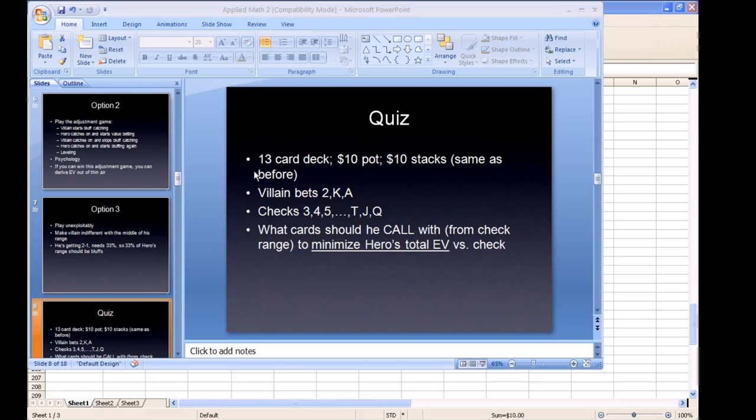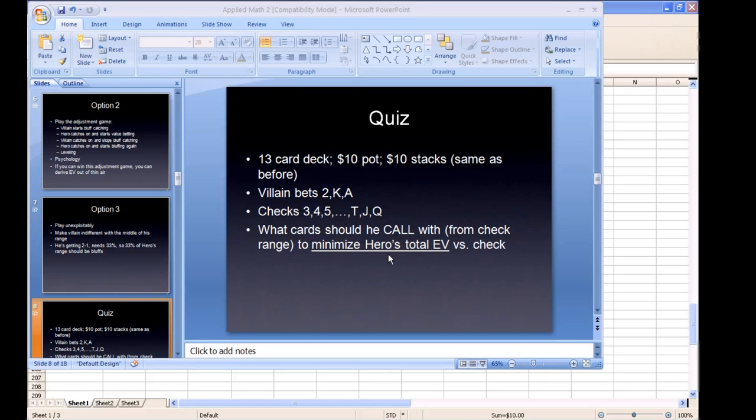But anyway, with this quiz, same as before, we are in position, same 13-card deck, $10 pot, $10 stacks. But this time, instead of checking every card, our opponent starts betting. He's going to bet a deuce as a bluff, and he'll value bet the king or the ace. And I want to know, after he bets this range of three through queen, what card should he call with in order to minimize hero's total EV?